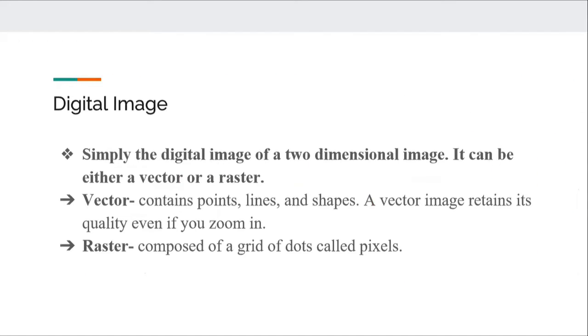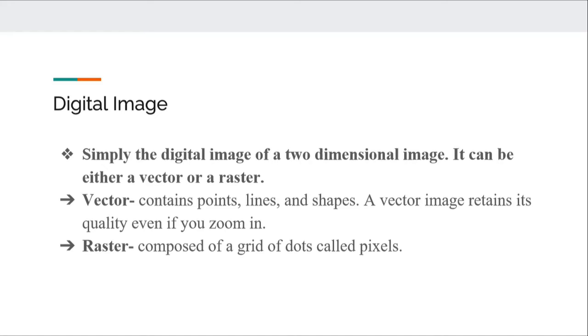Now let's define what is a digital image. It is simply the digital image of a two-dimensional image. It can be either a vector or a raster. Vector contains points, lines, and shapes. And a vector image retains its quality even if you zoom in. So it means that even if you zoom in, it isn't actually getting blurry. So that's what it means.